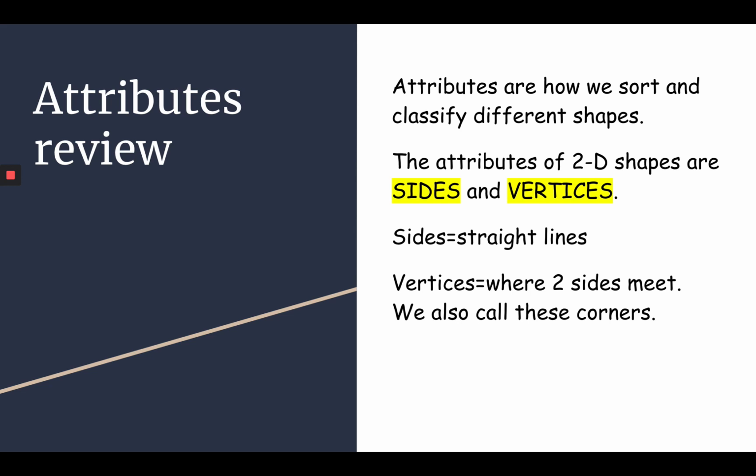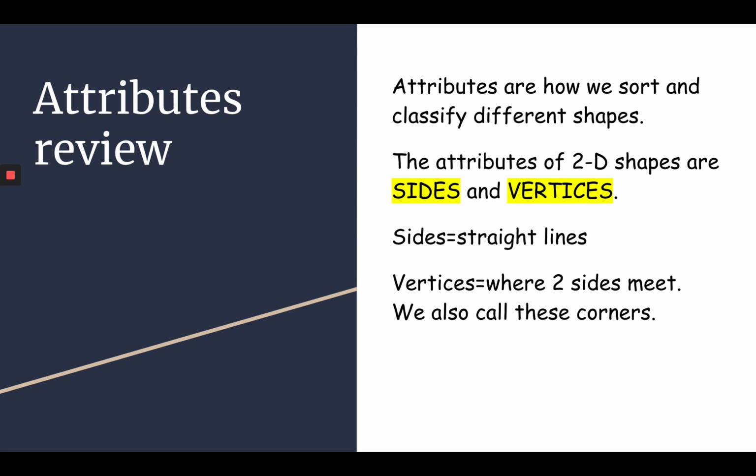An attribute is basically a characteristic of something, and it's what you use to describe that object or whatever your topic is. Our topic is 2D shapes, specifically triangles. So we're going to use sides, which are straight lines, and vertices, which is where two sides meet. We can also call vertices corners.